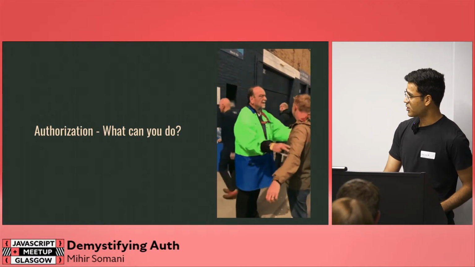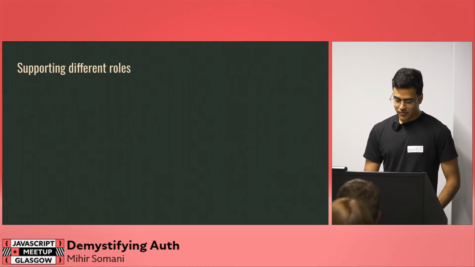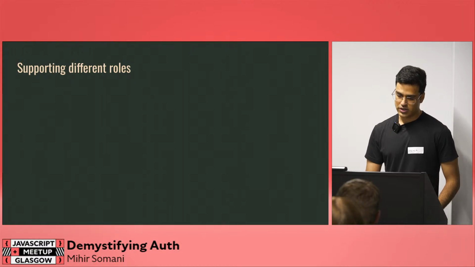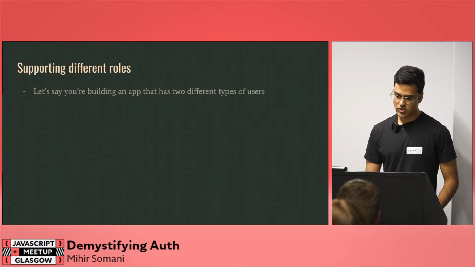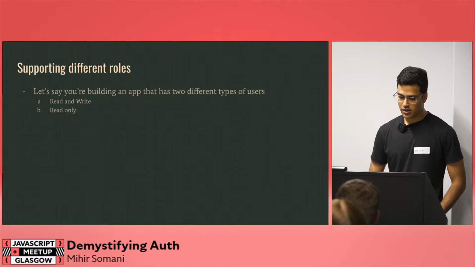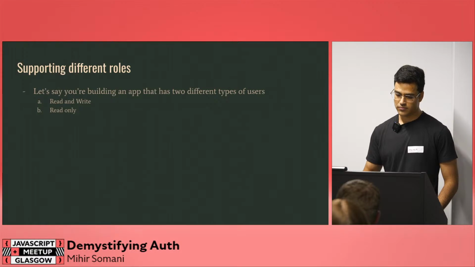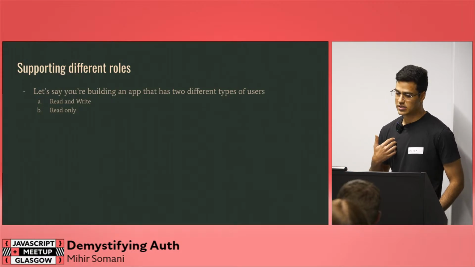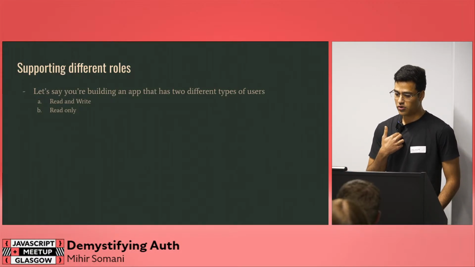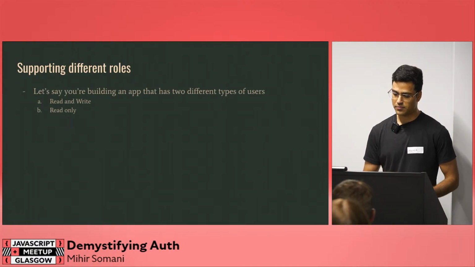Let's move on to the next topic of this talk, authorization. What can you do? Supporting different roles is one of the things that authorization is used for. So we mentioned earlier, let's say you're building an app that has two different types of users, read and write, read only. This is a different question to ask than who are you? A user can be, let's say in my case, Mihir, but which role do I have is a different question. So we need some different technologies to help us achieve this.